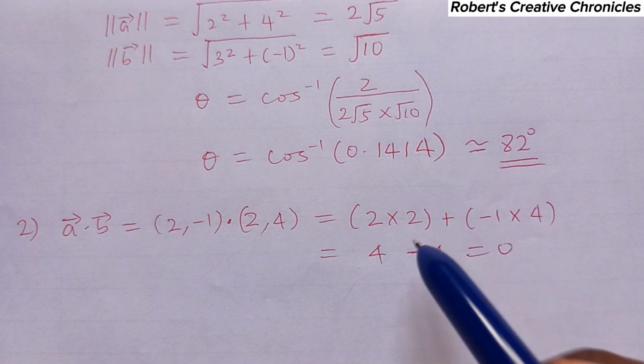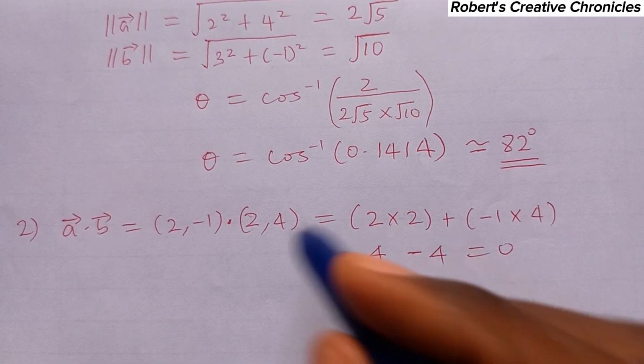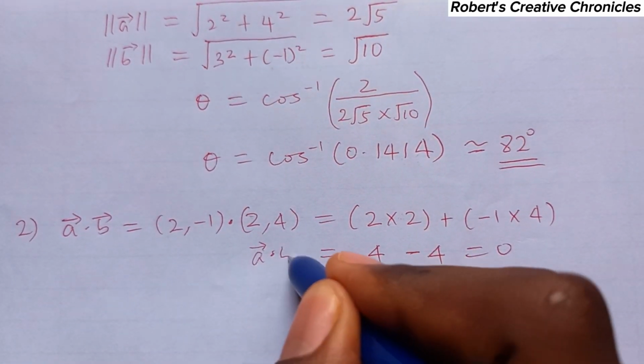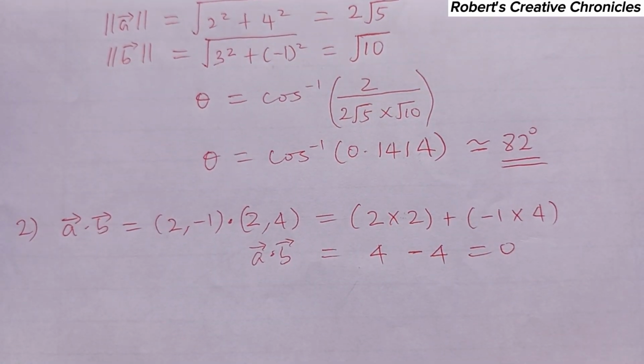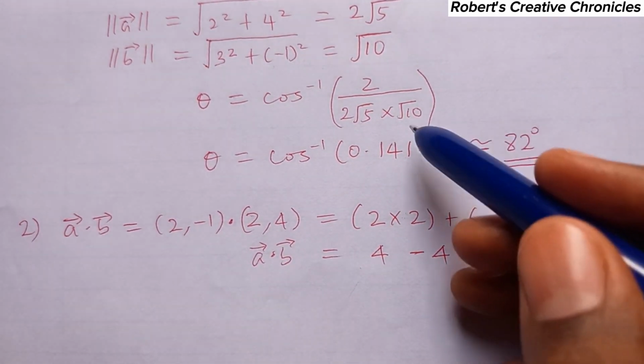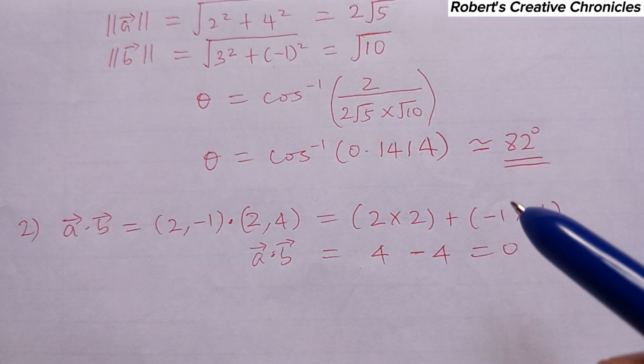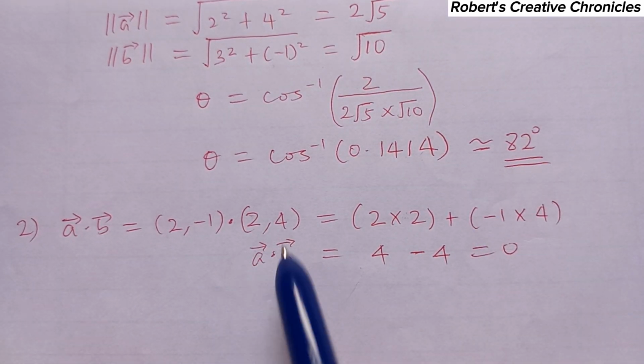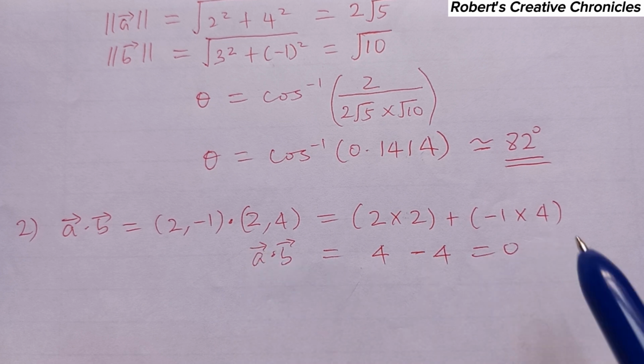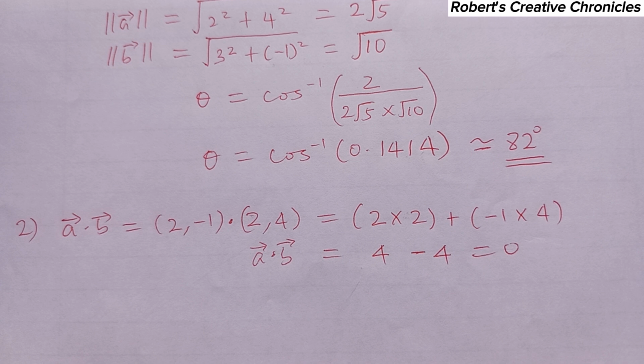So theta will automatically be 90 degrees because the dot product is 0. You will see that when we do it using this formula, I'm sure the answer will be 90 degrees, because when the dot product of two vectors is 0, it means that they are orthogonal. So that means the angle between them is 90 degrees.